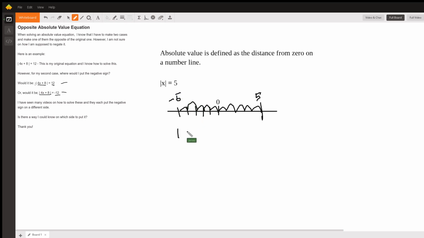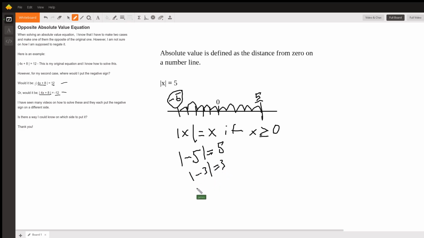I'm sure you've seen this in class before, and it tells us that the absolute value of x equals x if x is greater than or equal to 0. Now, if x is negative 5, the absolute value of negative 5 will be 5, right? What's the absolute value of negative 3? That's going to be 3. Then what's the absolute value of negative x? It's going to be x. These two are the things that we need to remember.